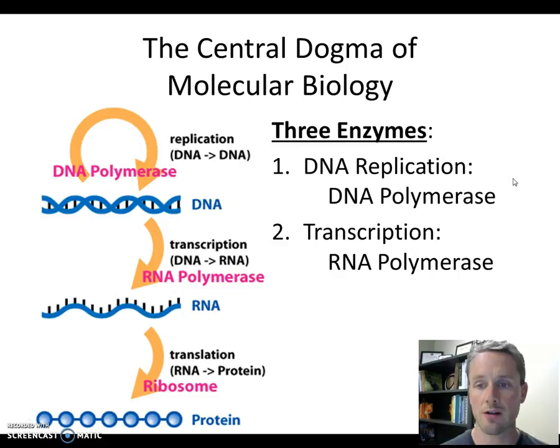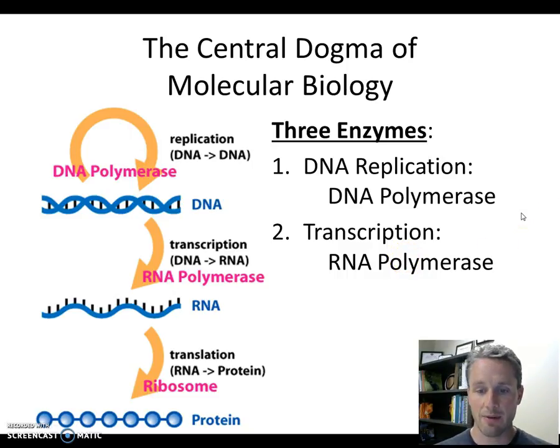For transcription, we're going to use an enzyme as well. This one builds RNA polymers, long chains of RNA. So we call that enzyme RNA polymerase. Again, ase signifies it's an enzyme, and its job is to build RNA polymers.